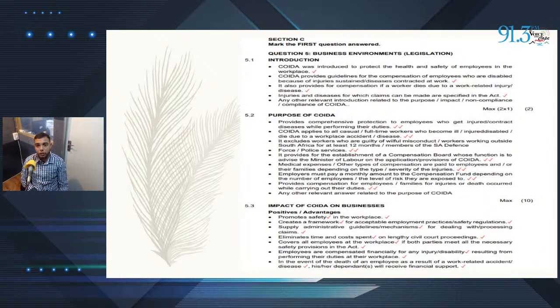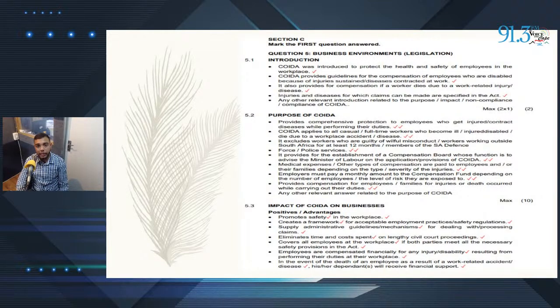So COIDA was introduced to protect the health and safety of employees in the workplace. You're basically giving the definition. It also provides for compensation if a worker dies due to a work-related injury or diseases. So that is your introduction. So you write down the word introduction and give 2 bullets.